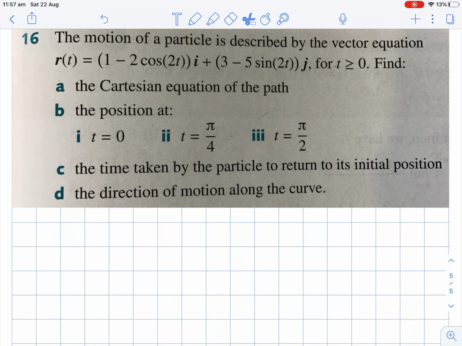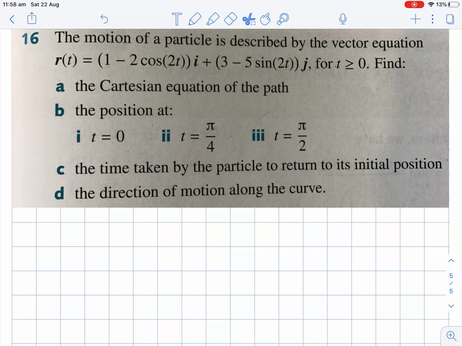Okay, folks, I've been asked to have a look at a couple of questions from exercise 12b. So the first question I'm going to run through is question 16. Question 16 says the motion of a particle is described by the vector equation r of t equals 1 minus 2 cos 2t i plus 3 minus 5 sine 2t j for t greater than 0.